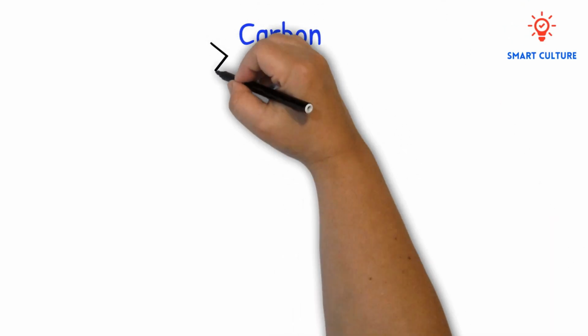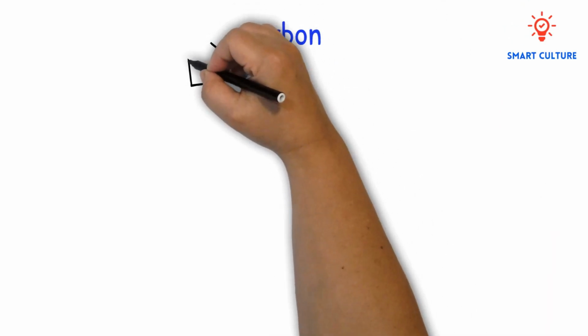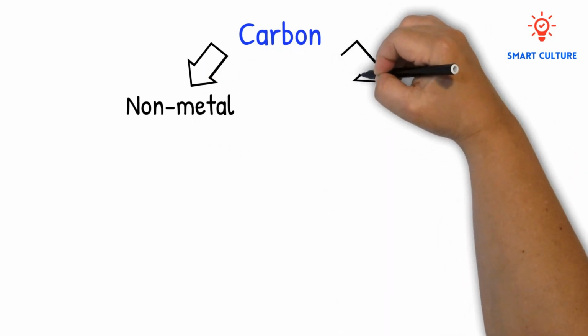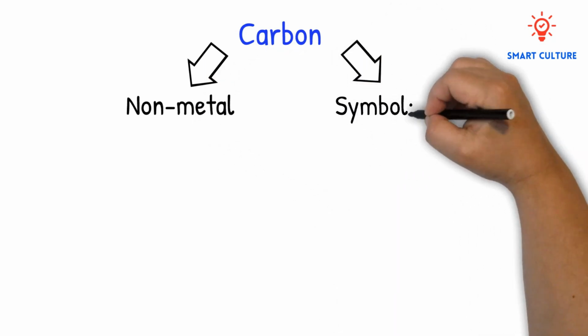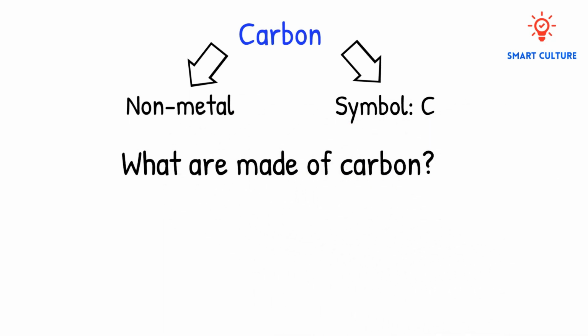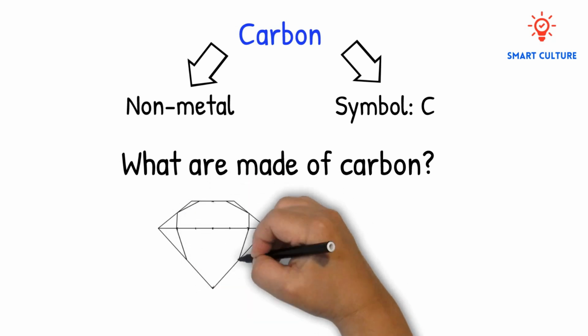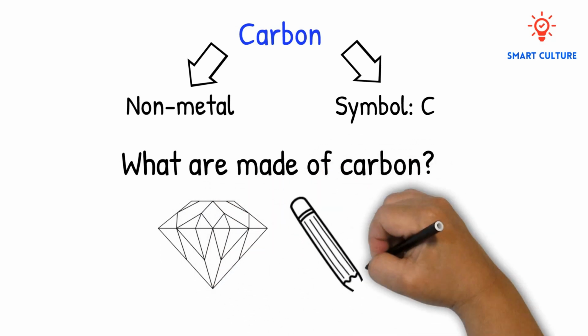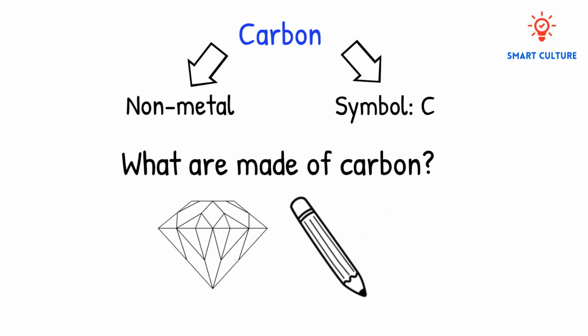In this video, we are going to discuss the element carbon. Carbon is a non-metal and the symbol for carbon is C. It occurs naturally in different forms. For example, diamonds are made of carbon. And graphite, another form of the element carbon, is what the lead in a pencil is made of.